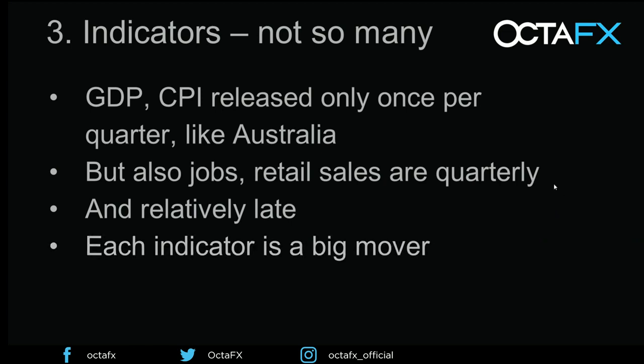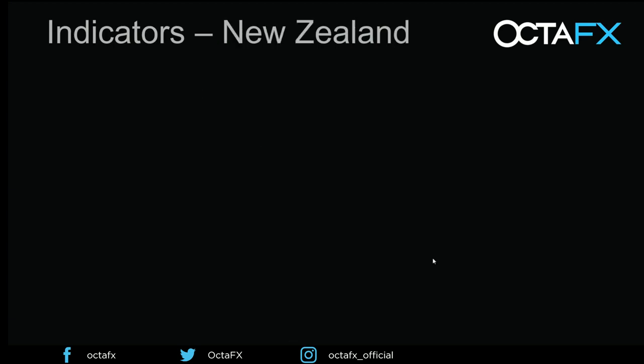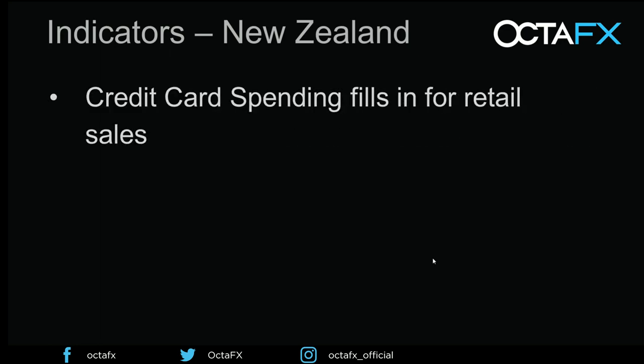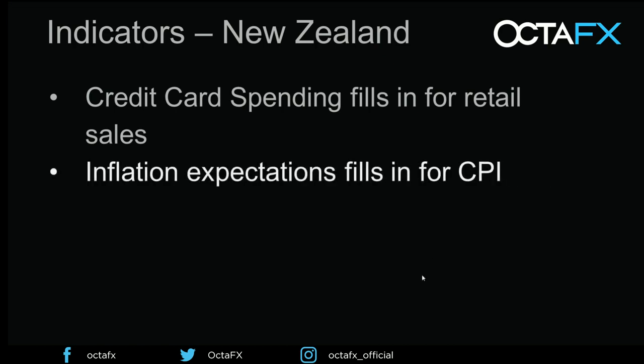Each indicator, naturally, is a big mover. Because we have fewer of them, it makes them bigger movers. Again, many figures are released only once per quarter. But we do have other indicators which are unique and special to New Zealand. As we have retail sales only once per quarter, every month we do have a measure of credit card spending. A lot of the expenses are made using credit cards. These figures from the credit card companies provide us with some more recent indicators about how consumers are spending in New Zealand.